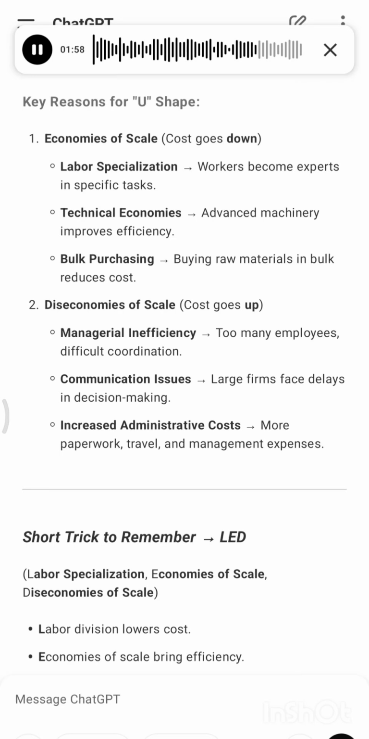2. Diseconomies of scale, cost goes up. Managerial inefficiency, too many employees, difficult coordination. Communication issues, large firms face delays in decision-making. Increased administrative costs, more paperwork, travel, and management expenses.